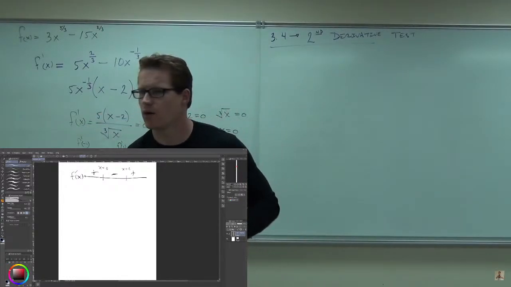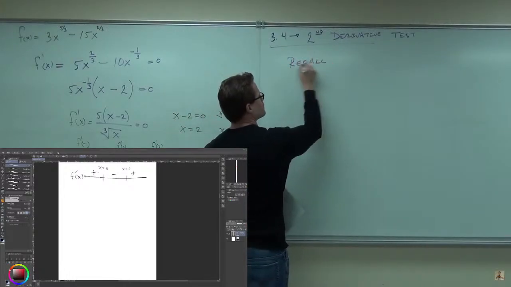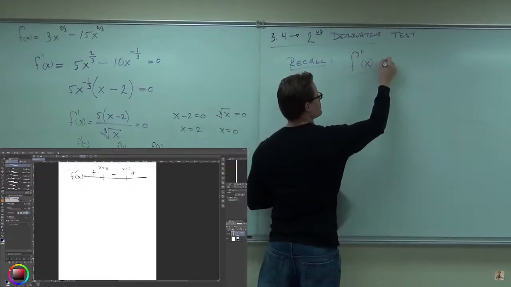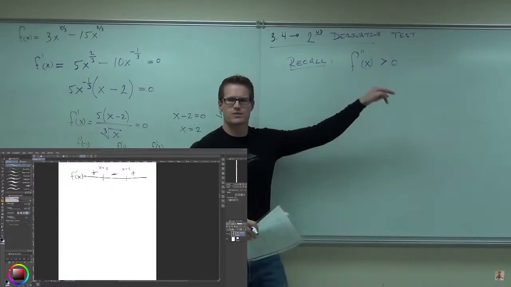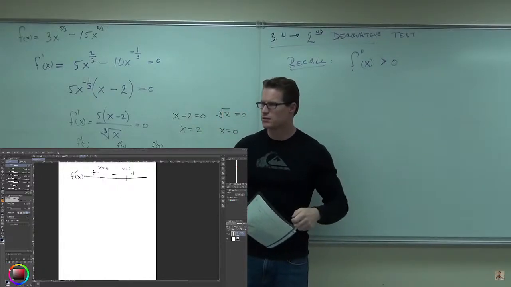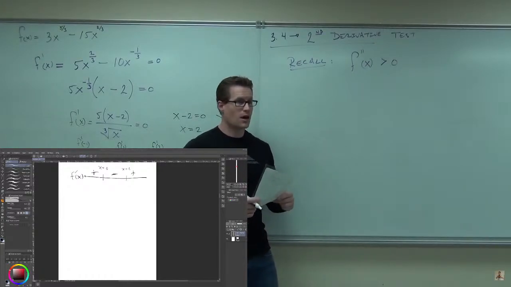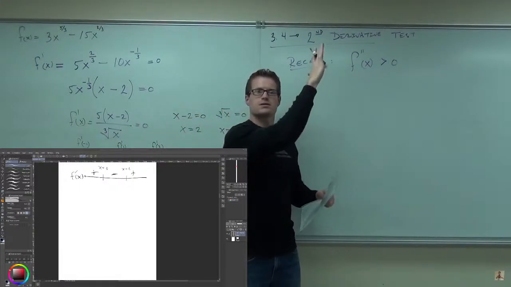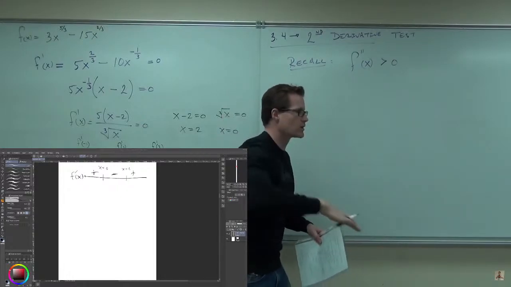Let's just recall how that works. A little refresher. If your second derivative is positive, the slope's increasing. What's that mean? Concave, which way? Up. That means your slope's increasing, right? Slope increasing does this, or does this if you're going downwards. But it's going to be concave up.